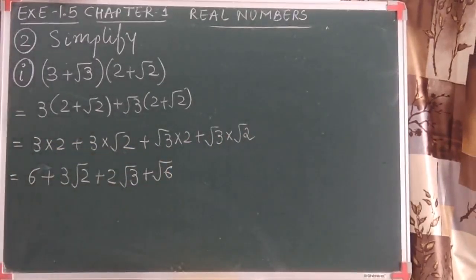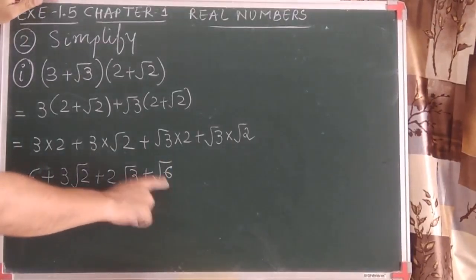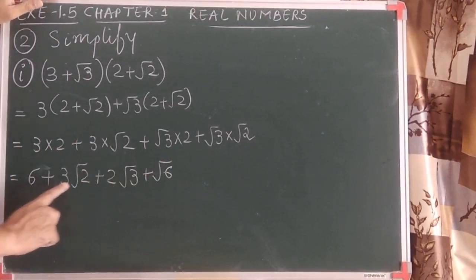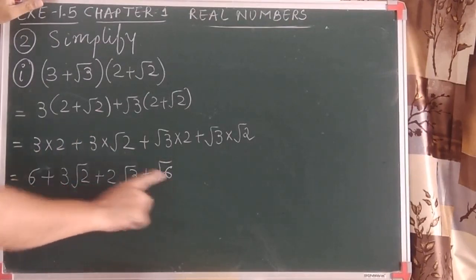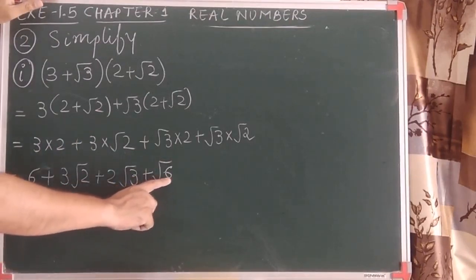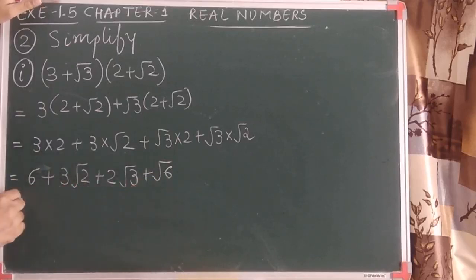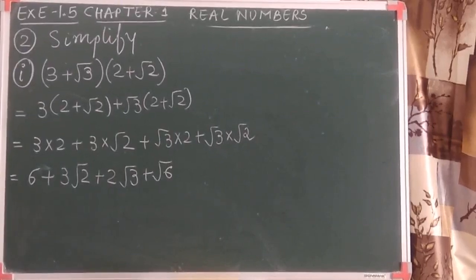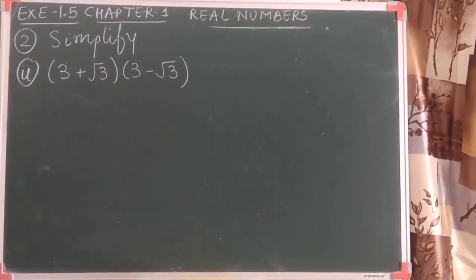As you obtain the last step, look at all these 4 terms. Do you find any like terms there? Rational, irrational, irrational, irrational. There are no like numbers. So we can say that this number is our answer. Let's see one more question.